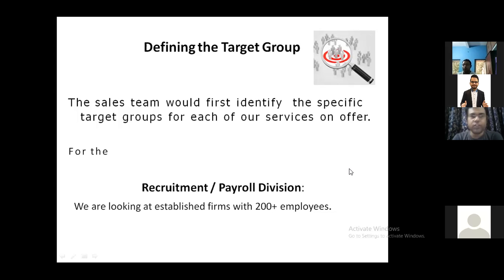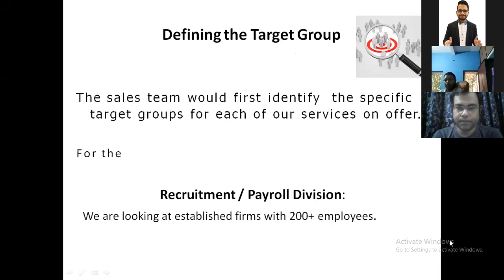and the payroll division which we have. In this payroll division and recruitment division there will be a standardized thumb rule for us. We will be identifying only that audience target who have more than 200 employees strength. Make sense? Okay, so can anybody volunteer and tell why we are targeting a company with a 200 plus employee strength? Any volunteers?